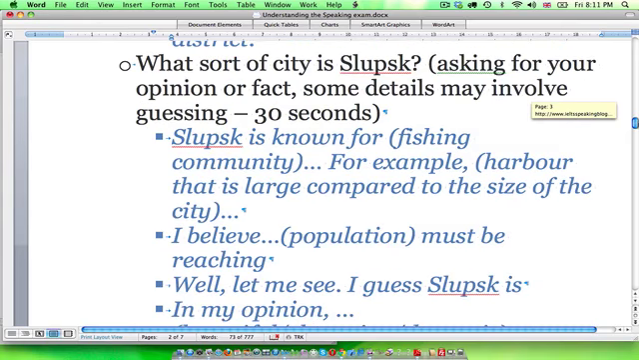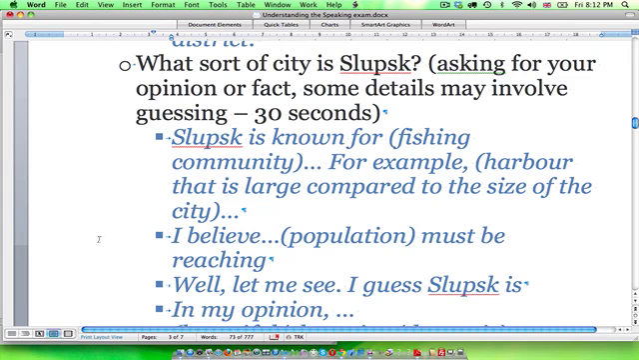Okay, if the question was something like, what sort of city is Ślubsk? Now this is asking you for opinion and perhaps some fact. So there may be a bit of guessing in your response. And when I say guessing, I mean if you were trying to come up with, say, the population. For example, if someone asked me what's the population of Ottawa, the city I come from, well, I don't actually know the exact figure. I would guess it's perhaps around 1.5 million people. And I would use language like that to show that I'm not completely certain.